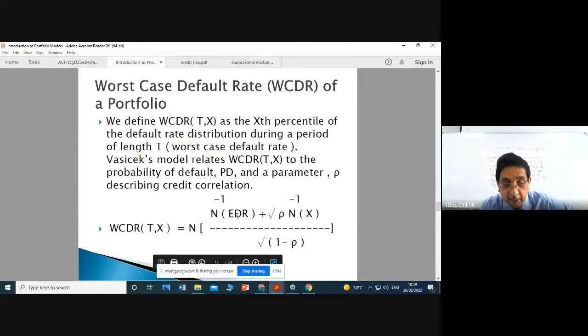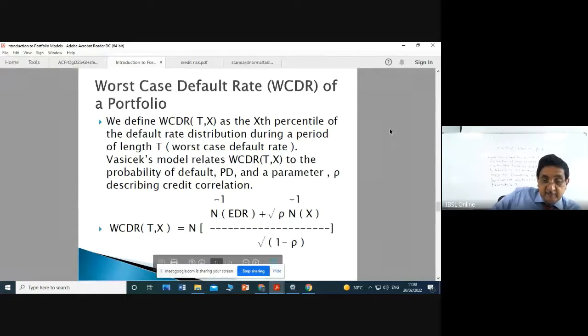Right. Now I have written down there the value of EDR, value of x, value of rho. So then you will be in a position to calculate the worst case default rate of the portfolio by using this equation, using this formula. So with the values, can you just do it now? Are you okay with this?